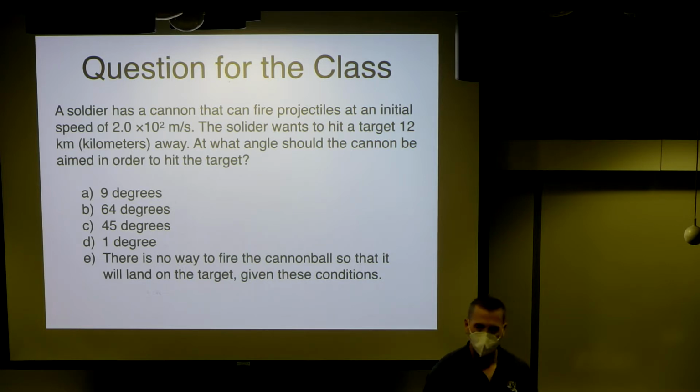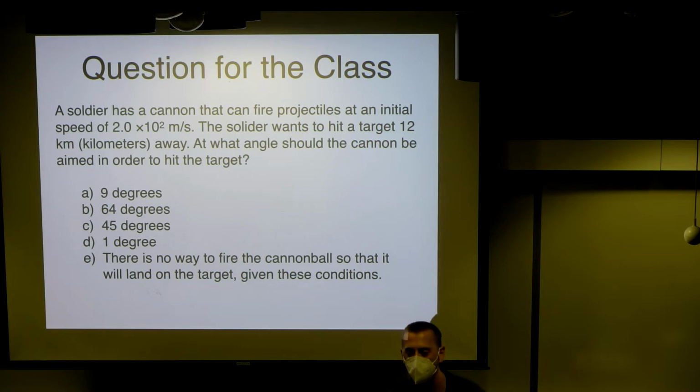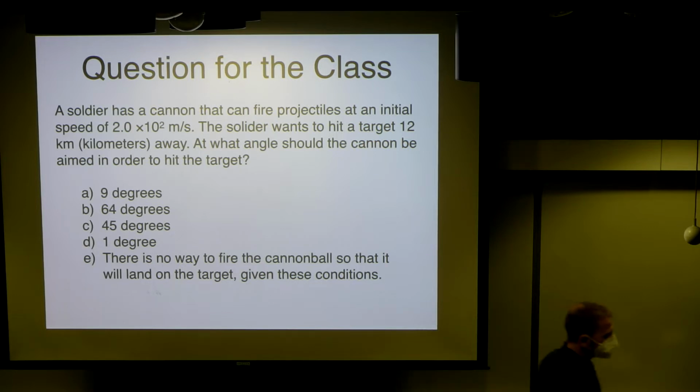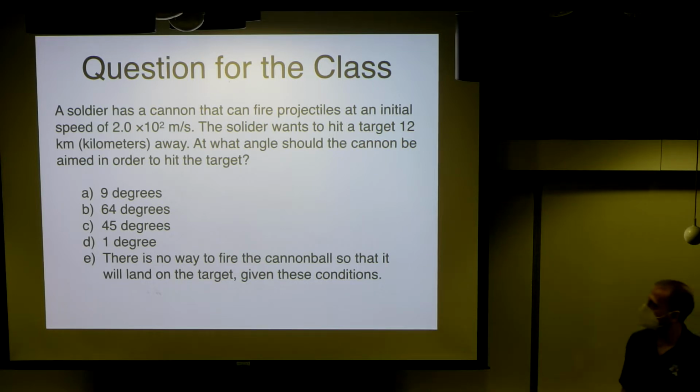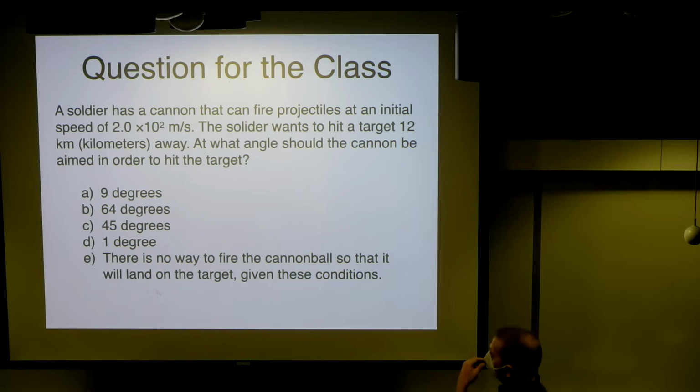The last thing we did on Thursday of last week was derive this thing called the range equation, which tells you for a given launch angle and a given launch speed, how far will a projectile travel. So in this question, we have the following scenario. A soldier has a cannon that can fire projectiles at an initial speed of 2.0 × 10^2 meters per second. The soldier wants to hit a target that's 12 kilometers away. What angle should the cannon be aimed in order to hit the target?